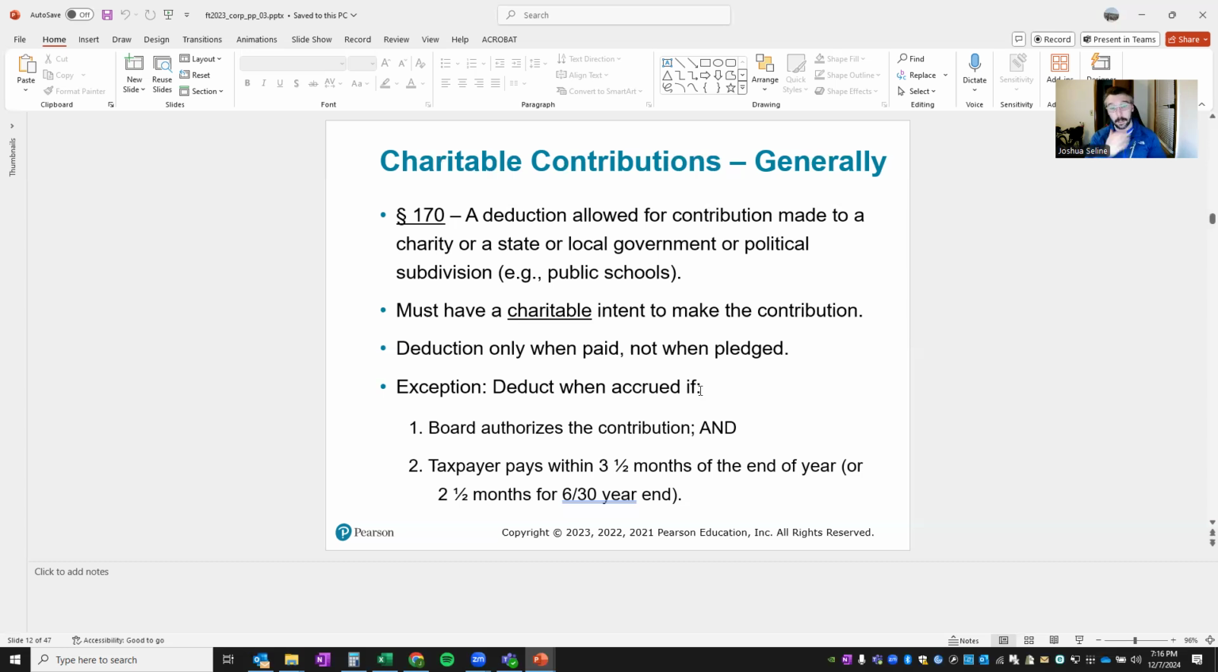Let's get rid of something. The board authorizes the contribution and the taxpayer pays within 3.5 months of the year end, or 2.5 months for 6/30. So certain limitations still apply. But generally, you can't just say, yep, I'm going to give $100,000 to Goodwill and then claim that deduction. Your board has to authorize it, and generally, to get around it, you just have to pay it out. You can't just state your intention to do it.